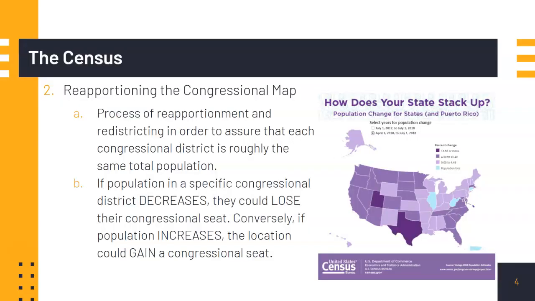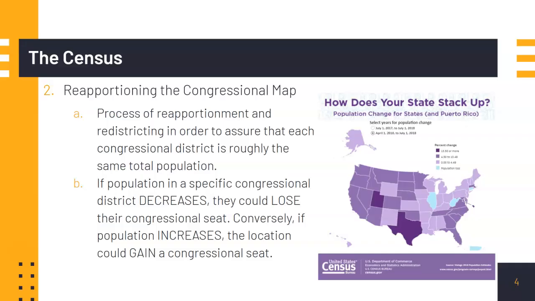Reapportioning the congressional map is also a process that ensures each congressional district in the United States has roughly the same population. After the census is completed, the data is used to determine how many congressional seats each state should have. The process of reapportionment involves redistributing the seats in the U.S. House of Representatives based on population changes. If a state's population decreases, it could lose one or more of its congressional seats, while if its population increases, the state might gain additional seats.